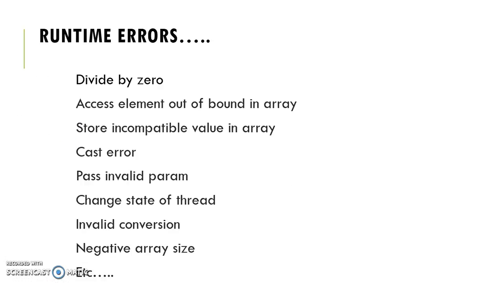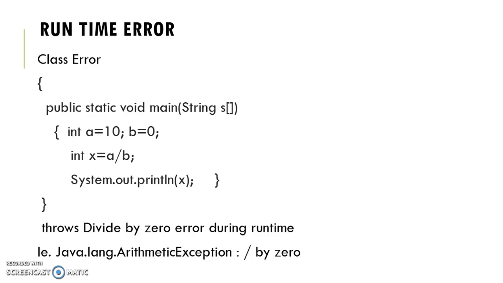The runtime errors. Runtime errors usually occur while we are running the program. Some of the errors are divide by zero, access element out of bound in array, store incompatible value in array, cast error, pass invalid parameter, change in state of a thread, invalid conversion, negative array size, etc. So here is an example of runtime error.